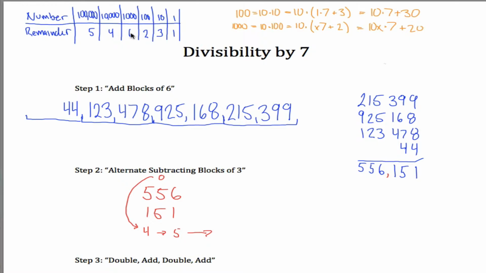Well, that 60, I guess 8 times 7 is 56. So that 60 is a bunch of 7s, 8 more, with 4 as a remainder. It's 56 plus 4 more to get you to the 60. So that's this 4 right here.